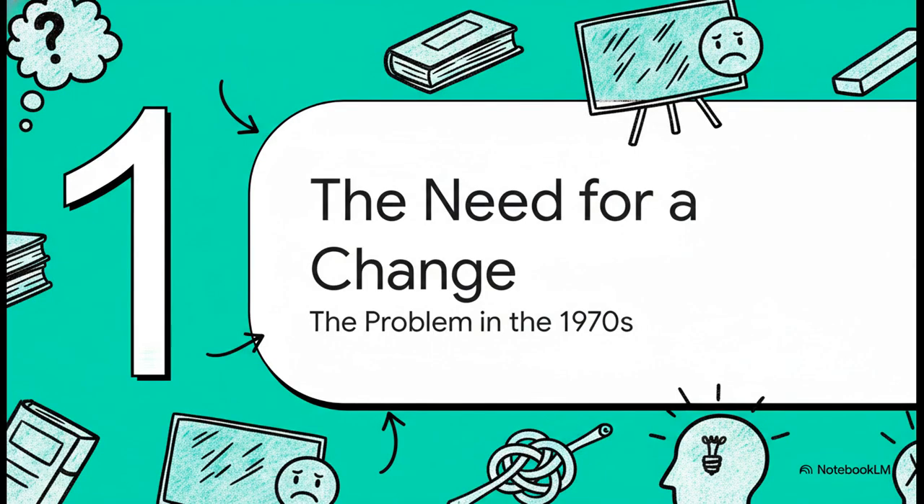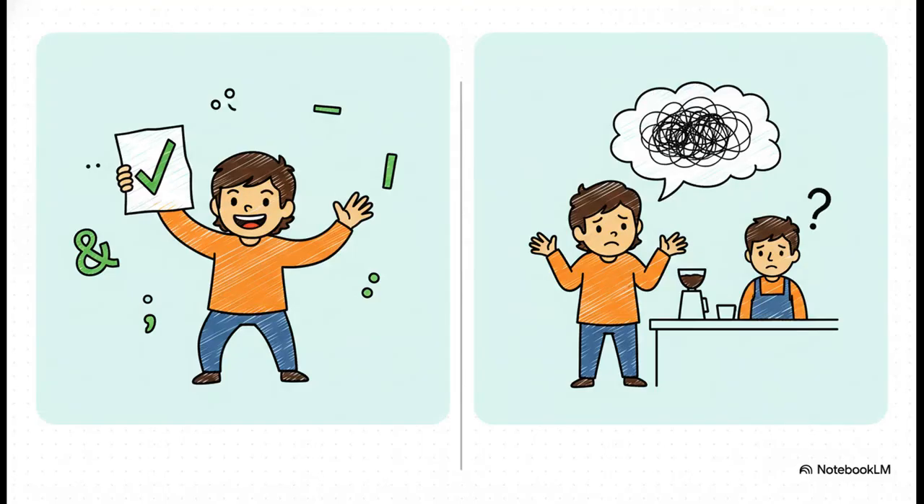So to really get why this was such a big deal, we've got to rewind a bit and look at the core problem that teachers were up against. And this slide just nails it. On one side, you've got students who, on paper, were fantastic. They could write these perfect sentences, no grammar mistakes. But the moment they stepped outside the classroom, all that knowledge just didn't translate. They knew all the rules of the game, but they couldn't actually play.